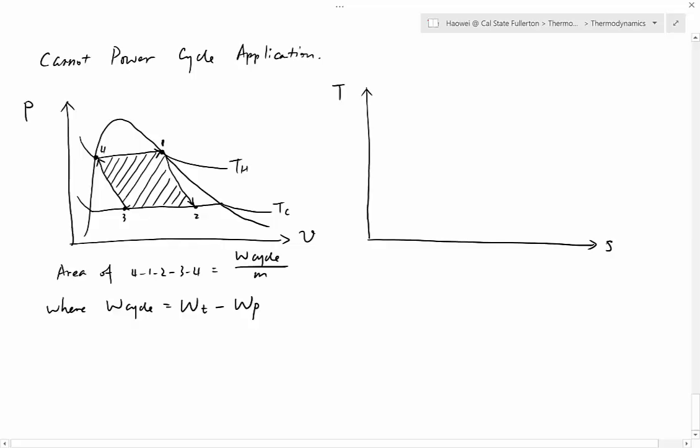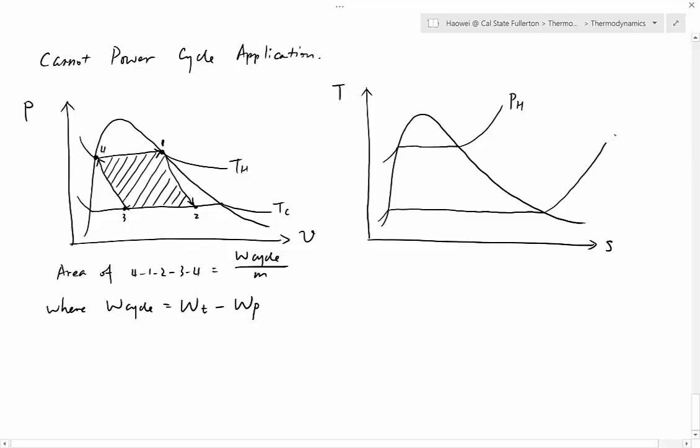Y coordinate is T, temperature. X coordinate is lowercase s, specific entropy. Let's recall you still have a vapor dome. And then you still have two constant pressure lines. Curve up, go straight, and then curve up. Those are two constant pressure lines. The top one we should call PH, P high, and the lower one we should call PL, P low. So PH is the pressure inside the boiler, and PL is the pressure inside the condenser.